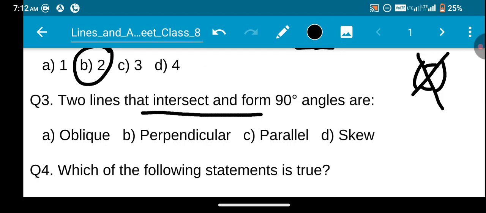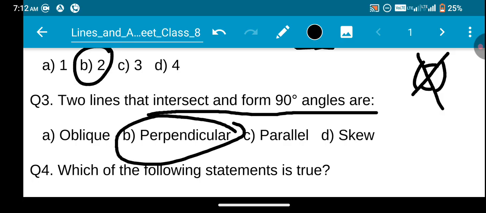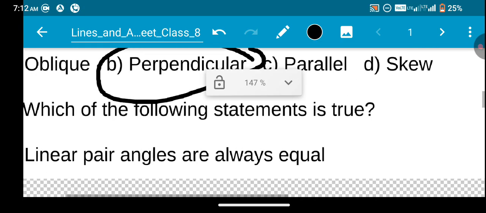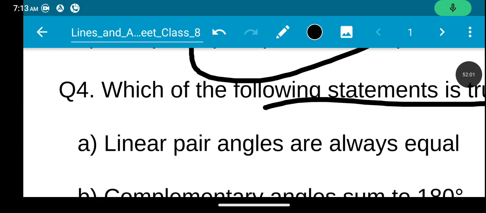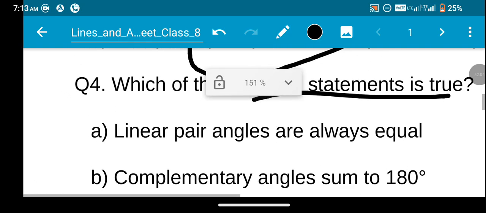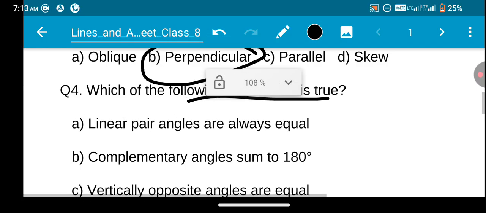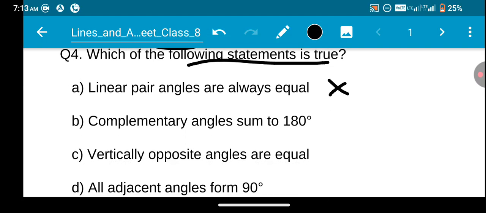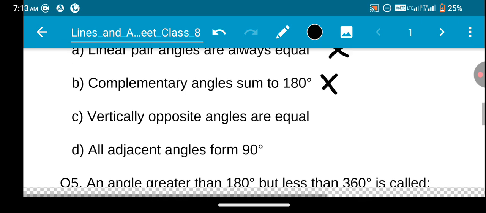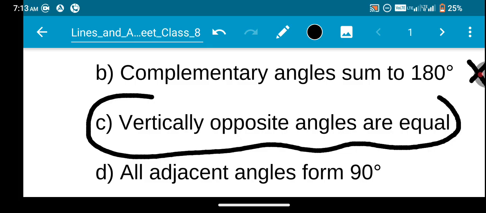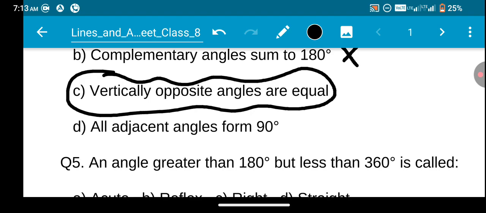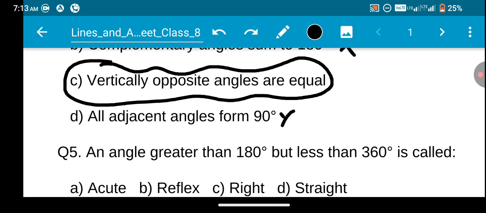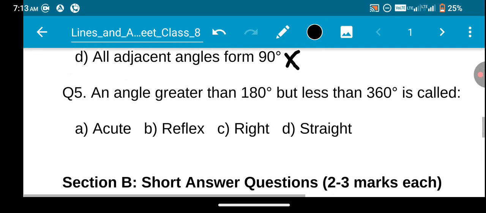Two lines that intersect and form 90-degree angles are called perpendicular lines. Which of the following statements is true? Linear pair angles are always equal? No. Complementary angles sum to 180? No. Vertically opposite angles are equal? Yes. Vertically opposite angles are equal. All adjacent angles form 180 degrees? No. This means the answer is C. Vertically opposite angles are equal.